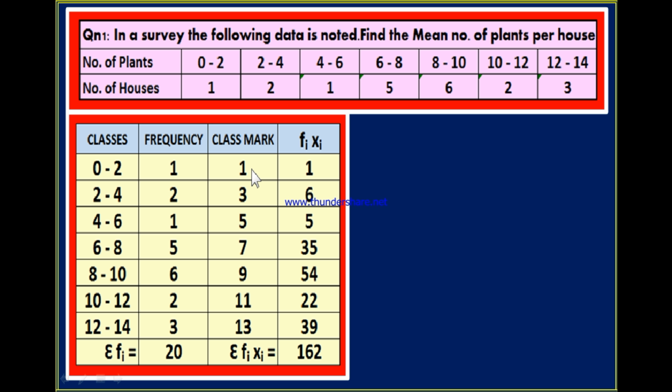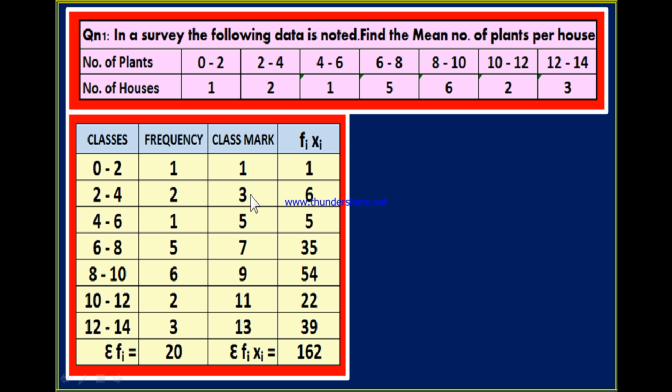Now in order to get the class mark, we have to find the average of the lower and upper boundaries. 0 plus 2 is 2. 2 divided by 2 is 1. Once you get the class mark of the first class, you verify the difference between any two successive lower boundaries or any two successive upper boundaries. If you observe the difference, the difference is 2, isn't it? Therefore, you simply add 2 to each class mark so that you will get the next class mark.